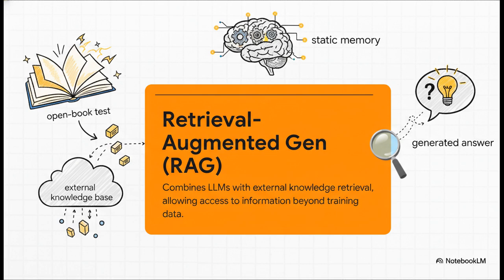But what about brand new information? Stuff that happened like yesterday. The model wasn't trained on that. Well, that's where a brilliant technique called RAG comes in. RAG stands for retrieval-augmented generation, and the best way to think about it is giving the AI an open book test. Instead of just using its memory, you let it look up the answers in a textbook right before it has to speak.